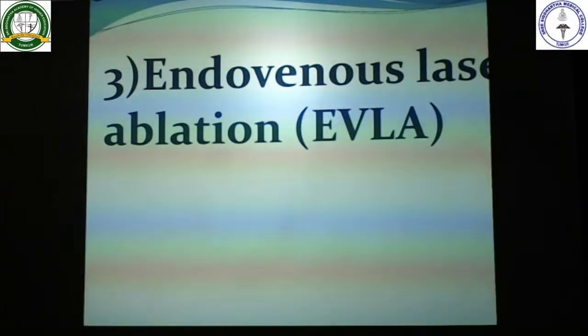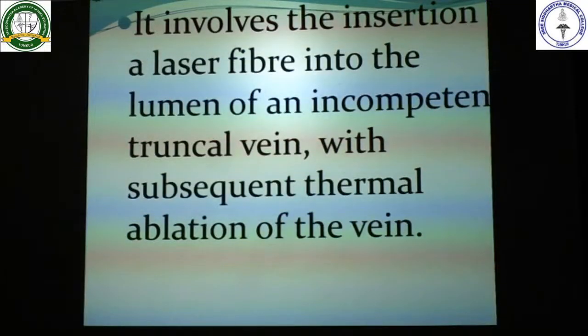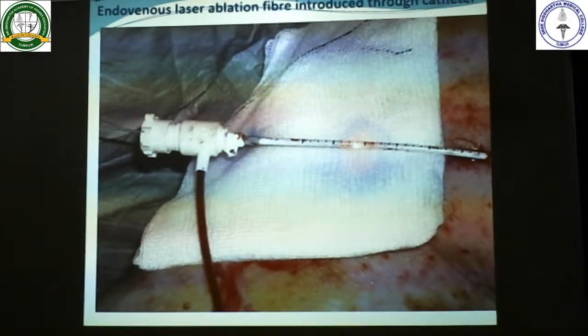So one more entity is EVLA, endovenous laser ablation. Here the venous wall is destroyed by using a laser technique. It involves the insertion of a laser fiber into the lumen of the incompetent truncal vein with subsequent thermal ablation of the vein. Okay, this is the image. The fiber is pushed into the truncal vein and laser energy is used to destroy the vein.